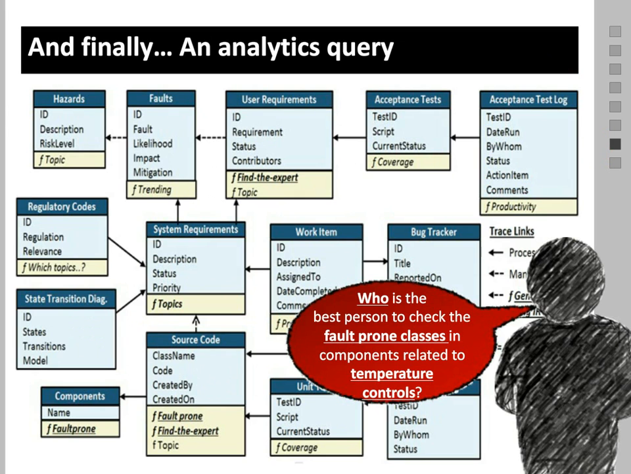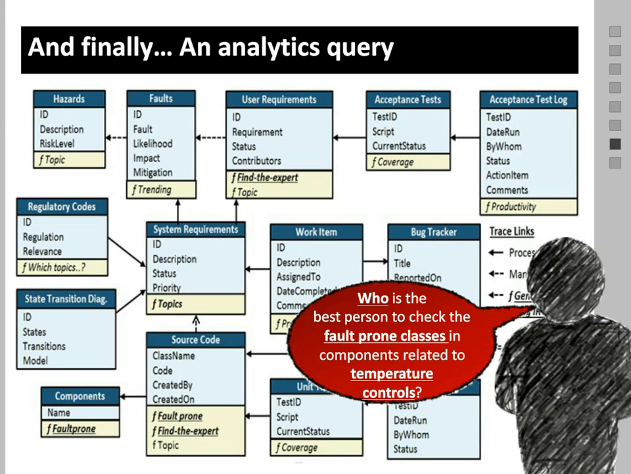So finally, we've equipped our project now to actually answer these analytical queries. We have our traceability information model, we have our analytic functions defined and implemented, and now we can ask a question such as, who is the best person to check the fault-prone classes in components related to temperature controls?